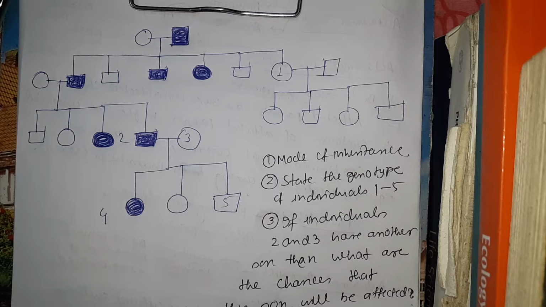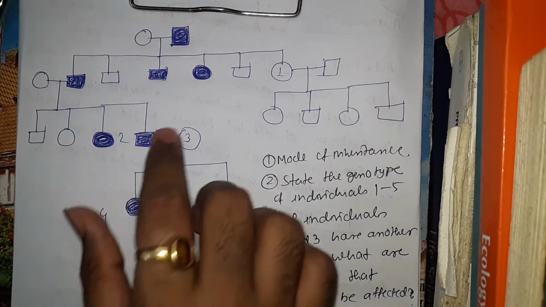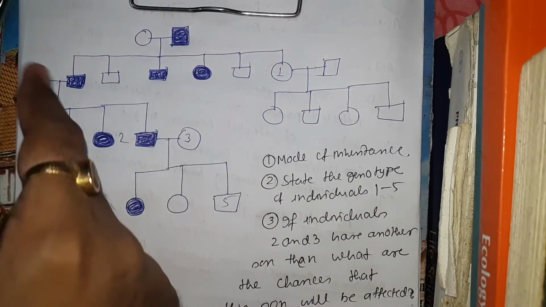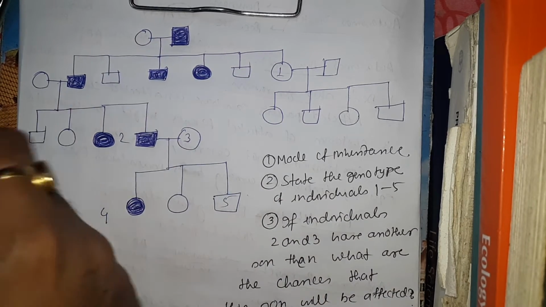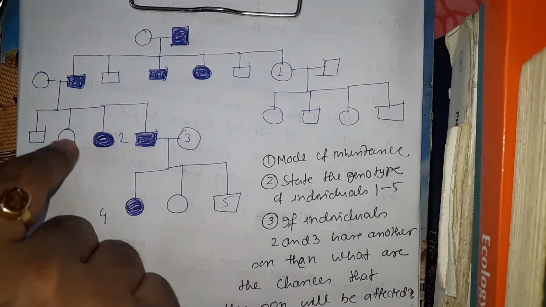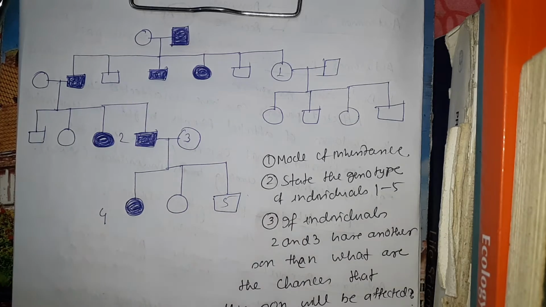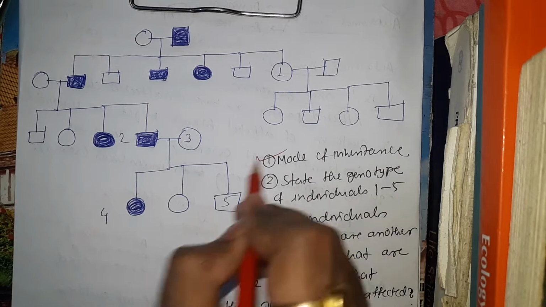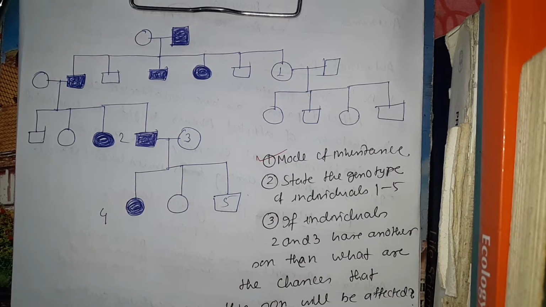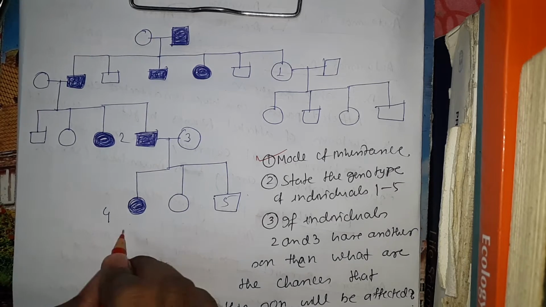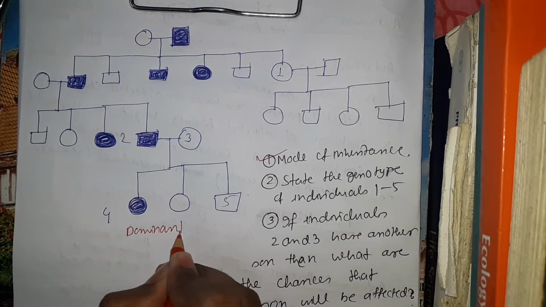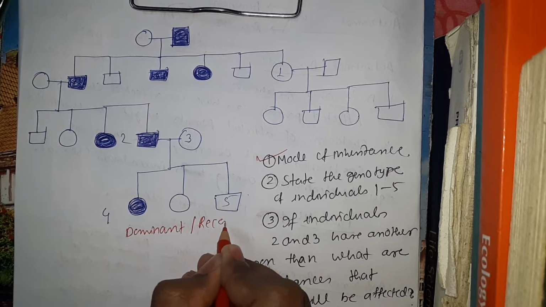This is a pedigree chart where the filled symbols simply indicate diseased persons, or you can say the trait is phenotypically expressed by these individuals. They want to know from us the mode of inheritance. First of all, you need to distinguish whether it is dominant or recessive. This is your first job.